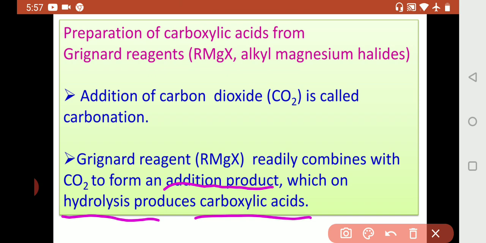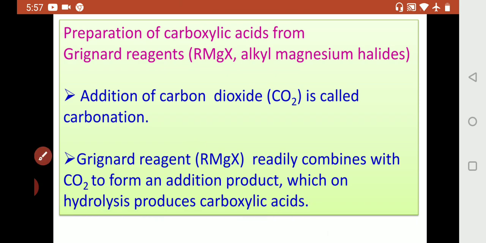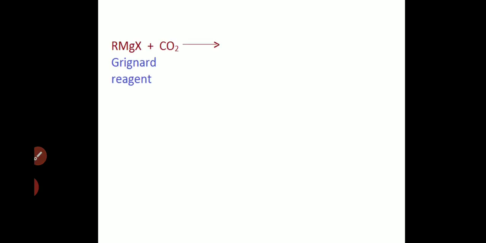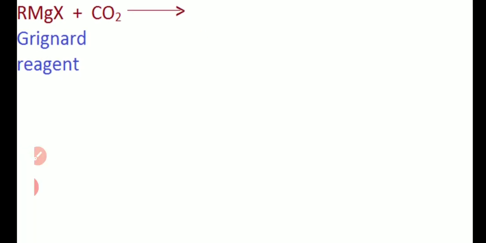So in this way, this is the statement for preparation of carboxylic acids from Grignard reagent. What is used here? Carbon dioxide and hydrolysis. Two steps are involved. What they are, we shall see. RMgX plus CO2. First, Grignard reagent is reacting with carbon dioxide.